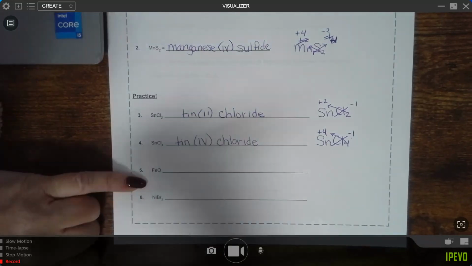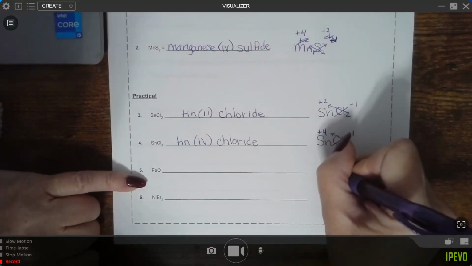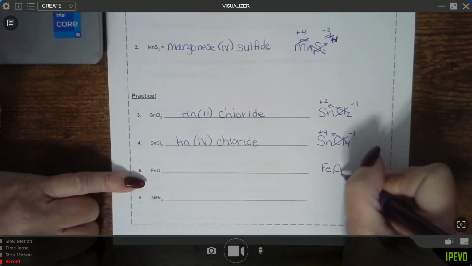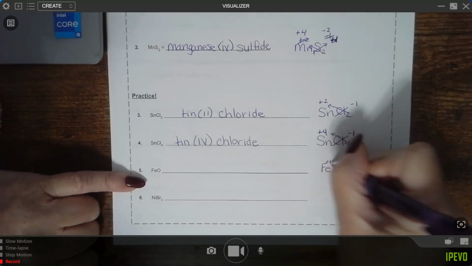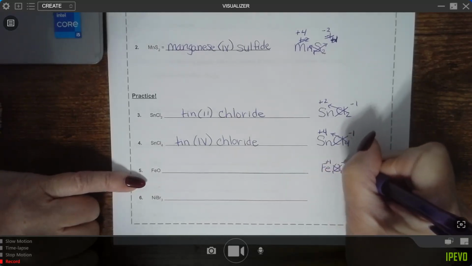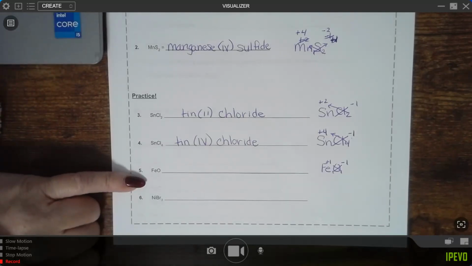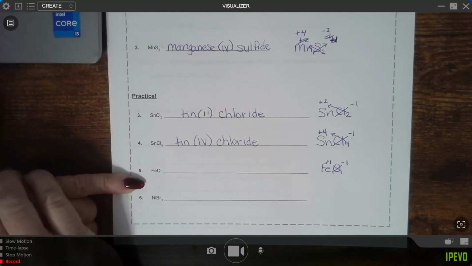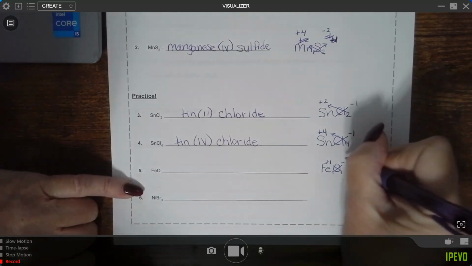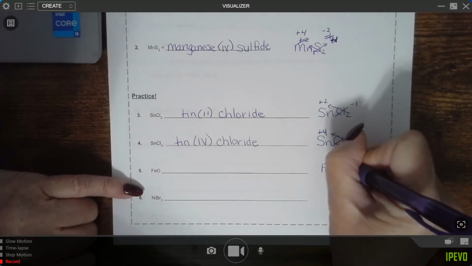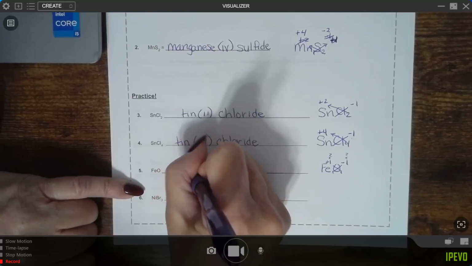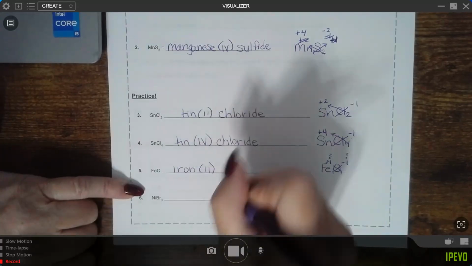All right, FeO. So if there are no subscripts, we assume that they're 1. If we reverse crisscross, iron would be plus 1, oxygen would be minus 1. If you look at your periodic table, oxygen is not a minus 1 anion, it's a minus 2 anion, so I need to multiply both of my charges by 2. So I end up with iron 2 oxide.